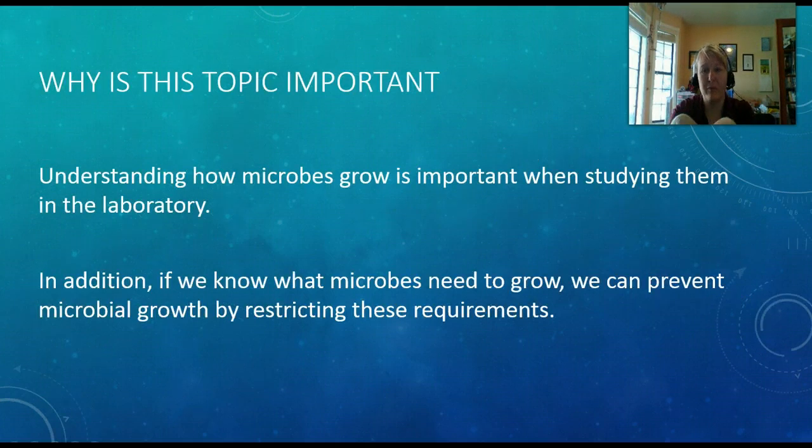So why is this topic important? It's the same as the reason last time. If we know what kind of environment can help microbes grow, we can grow them up in the laboratory. At the same time, if we know what they need to grow and we don't want them to grow, we can provide an environment that doesn't allow for that. So that's why this topic is important.